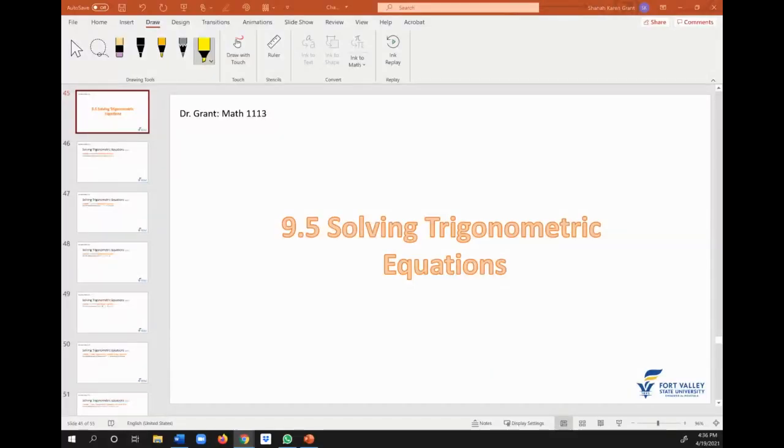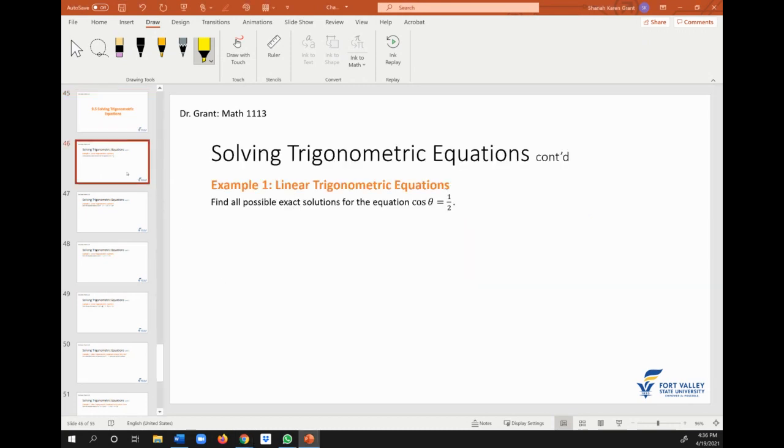In this lecture, we're going to be discussing 9.5 that talks about solving trigonometric equations. Now, there are quite a bit of equations that we can come across, so that's why we're going to do quite a bit of examples to give some insight on how to solve them. So for instance, here we're asked to find all possible exact solutions for the equation cosine of theta equals 1/2.